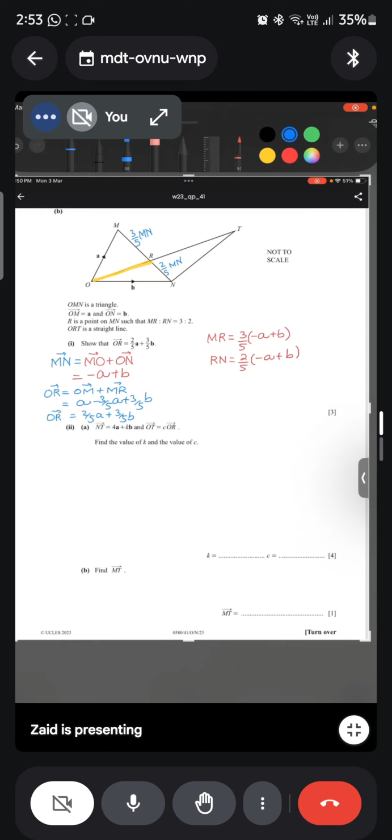Okay. NT is equal to this and OT is equal to this. Find the value of K and the value of C. Okay. So let us figure out what is NT. Okay. NT.